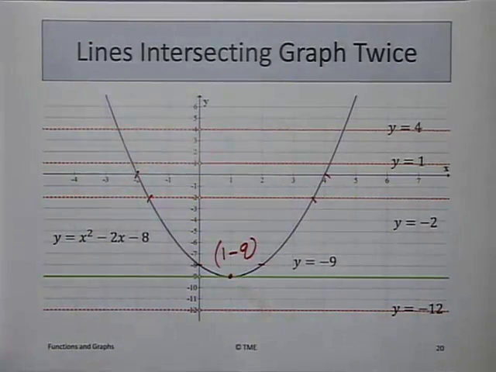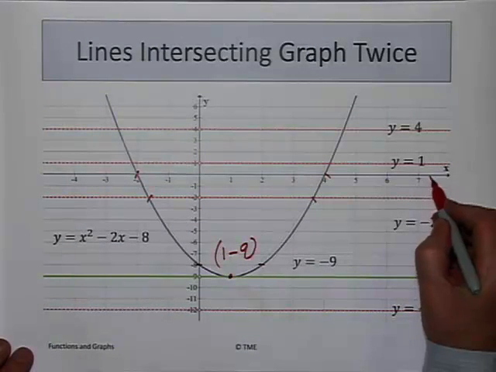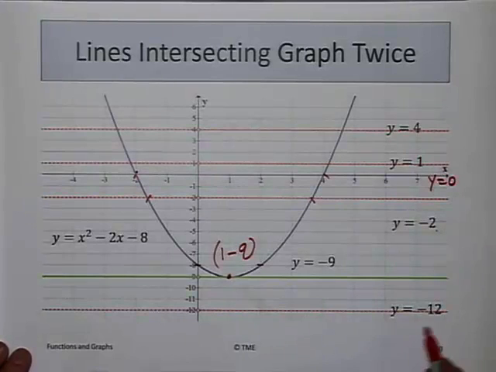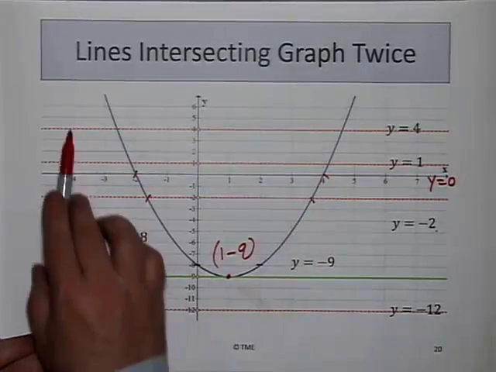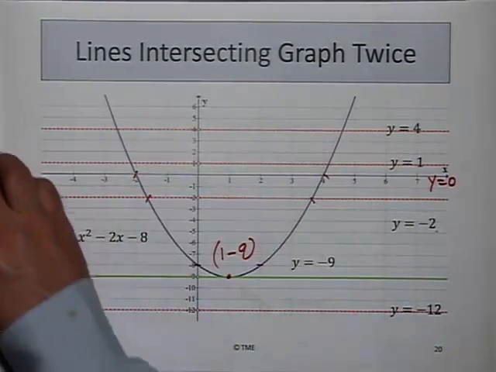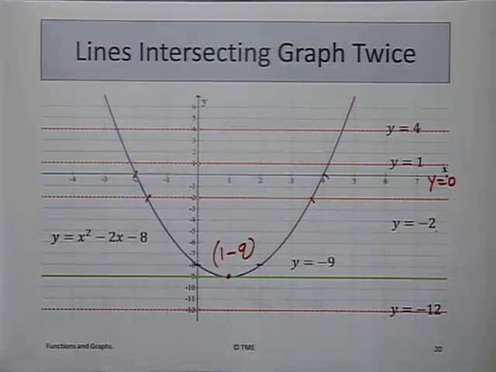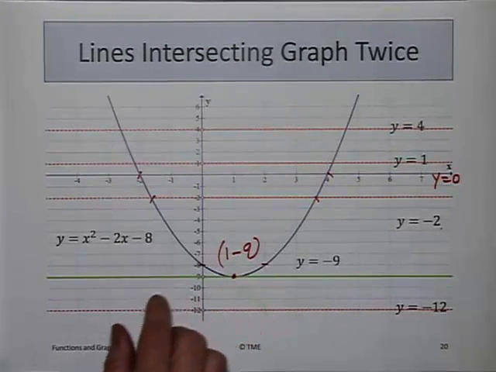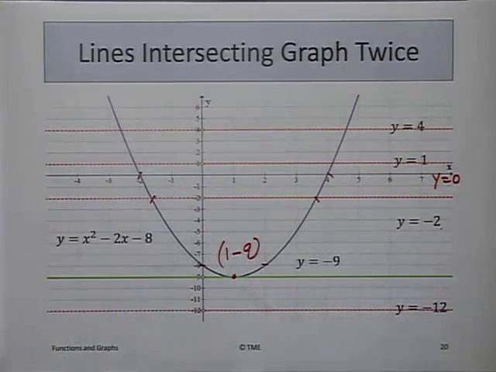Well, what they say is that every line, this was y equals 0, remember, the x-axis, y equals 1, y equals 4, y equals minus 2, y equals minus 12. How do you find out what this line is? How do we get that? How do we get this, this magical point where it just touches it once? Is there an interesting point here? How do we get that?